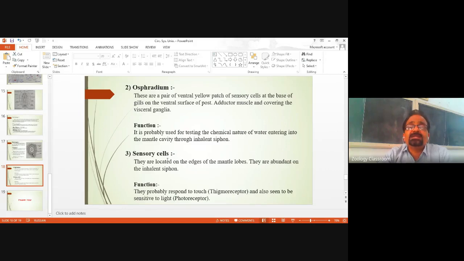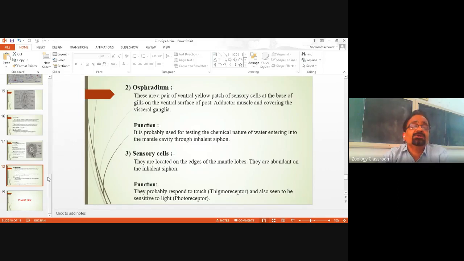Random sensory cells are also located on the edge of the mantle lobes. They are abundant on the inhalant siphon. See, the inhalant siphon also has sensory cells, and these are probably sensitive to touch as well as to light, also playing the role of photoreceptor. So these are the different sense organs which are present in the animal.